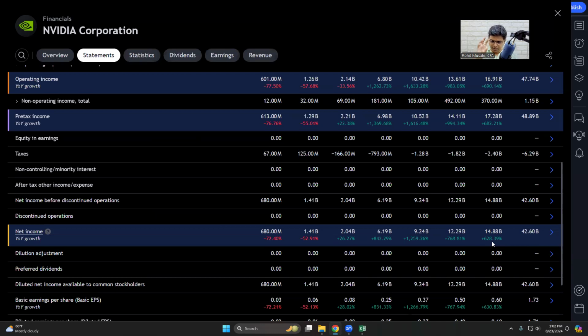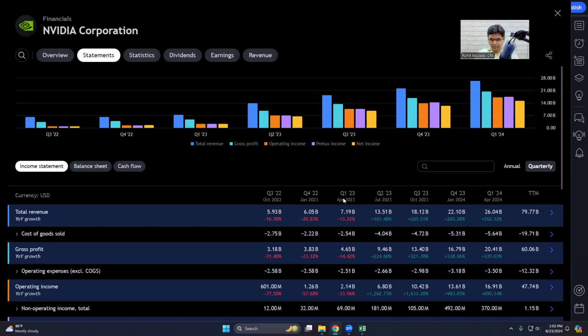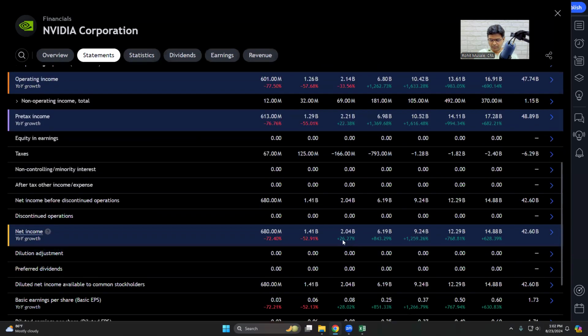You have to compare the current quarter with the same quarter last year and see what's the percentage increase. That is 628%, if I understand this correctly. Okay, let's see Q1 2023, this one. So let's look at, this is 2 billion. 2 billion has gone to 14 billion. So that is why this number shows a 600% rise.